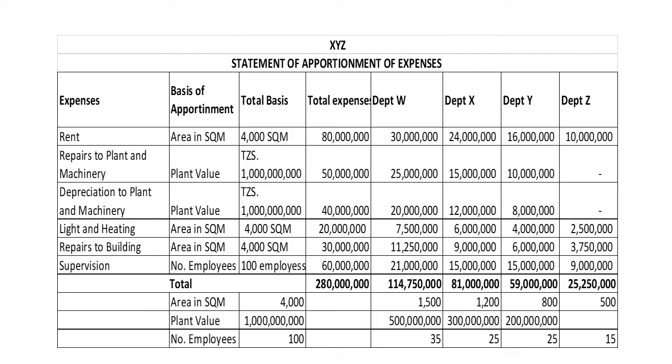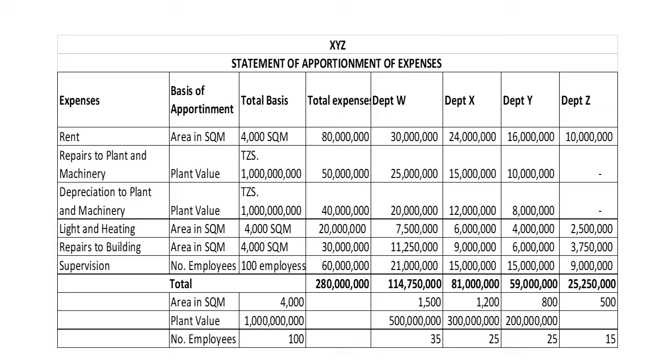Again, we do depreciation of a plant, which we have 40 million, and distributing this 40 million is very easy. We take the value of the plant as our base. So for department W, we take a value of plant of 500 million divided by 1 billion times 40 million. So we get 20 million. Again, for department X, we take a value of plant 300 million over 1 billion times 40 million.